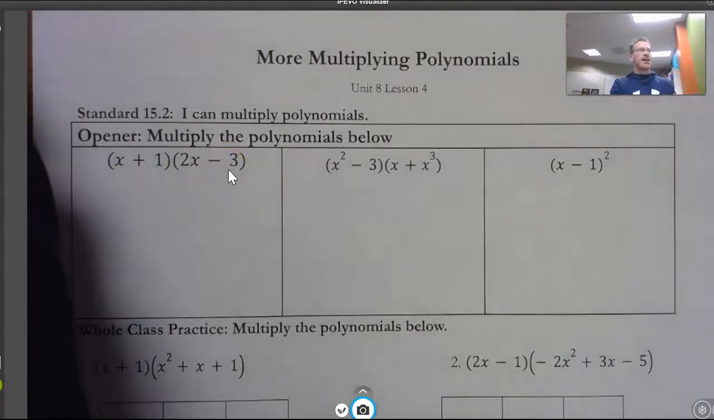So just to get you kind of thinking about that, go ahead and do the three problems in our opener here, flip it back on, and we'll see how you did.